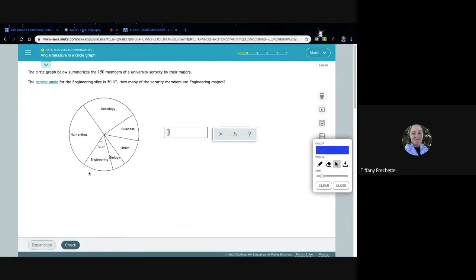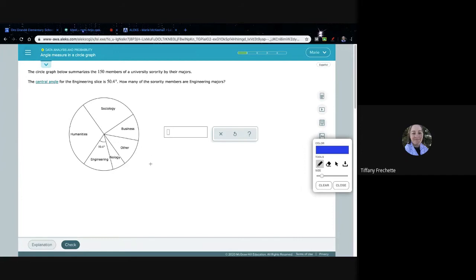Okay, the circle graph below summarizes the 150 members of a university sorority by their majors. The central angle for the engineering slice is 50.4 degrees. So they're giving us the degree again. How many sorority members are in our engineering majors?